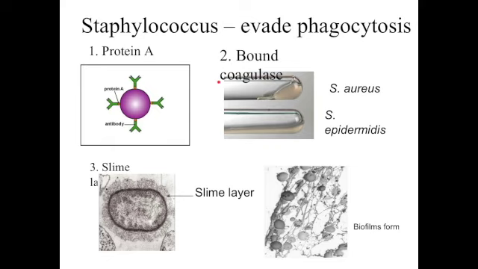The second is the production of coagulase. And remember, we attempted to look at coagulase in the lab. This coagulase is actually bound to the bacteria themselves rather than being secreted into the environment.